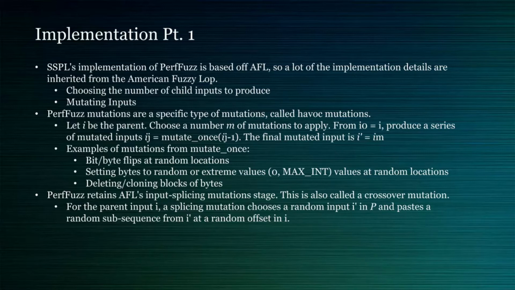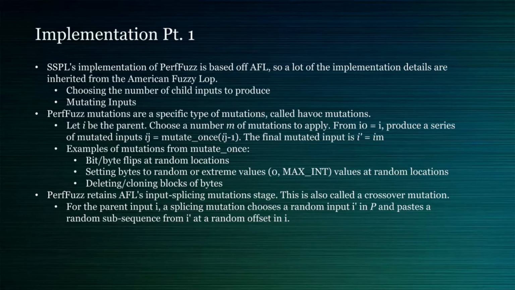Examples of some mutations for mutate once are byte or bit flips at random locations, setting bytes to random or extreme values, 0 or the max integer values at random locations, or deleting and cloning blocks of bytes. The final mutated input is returned to the main fuzzing loop at line 7, being assigned to the variable child there. And mutate once chooses any of the one-step mutations that I just spoke about and applies it to the input I.